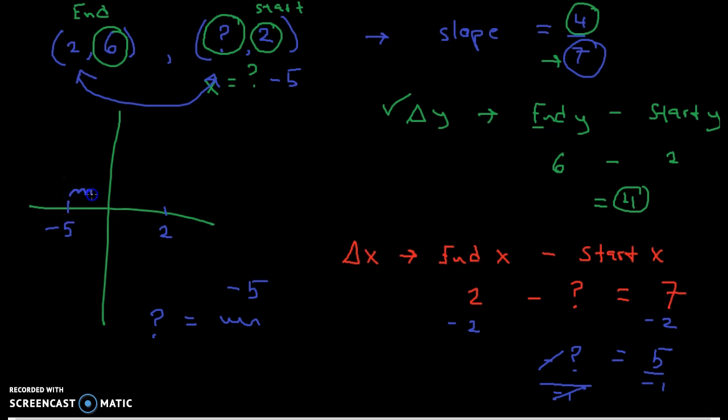We need to go 5 jumps to get to 0, and then 2 more to get to 2. So if we started at negative 5 and ended up at positive 2, that's 7 jumps. So the answer for the missing x value is negative 5. Hopefully this was helpful.